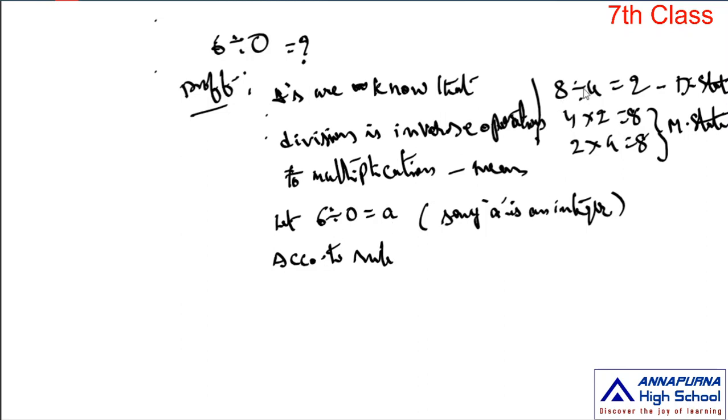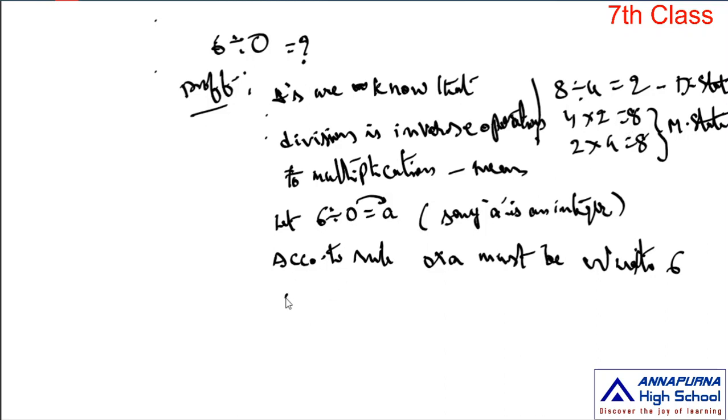By observing this one, 8 divided by 4 is equal to 2. What is the first multiplication statement? 4 into 2, which is equal to 8. So according to this one, 0 into a must be equal to 6. Why? Because here 4 2s are 8. According to this rule, 0 into a must be equal to 6.